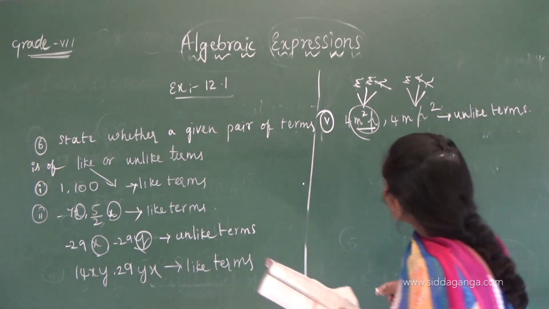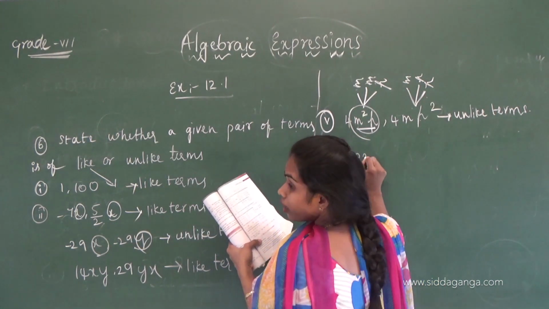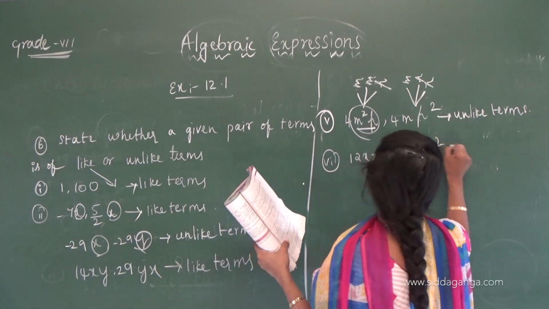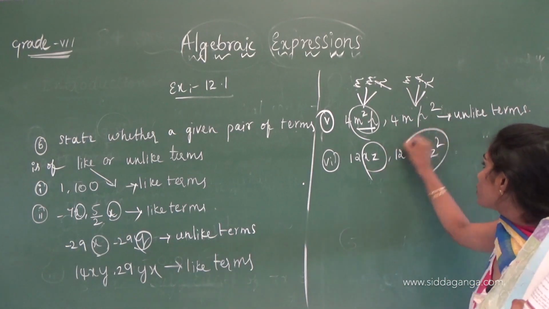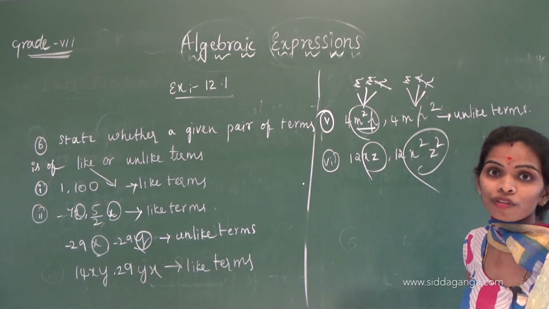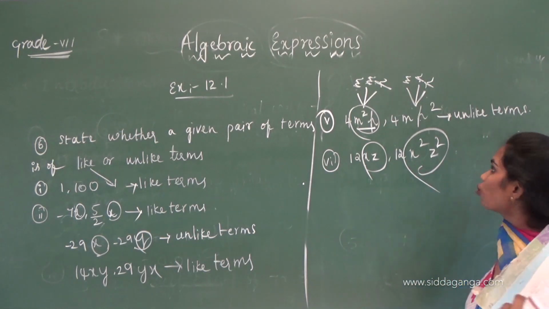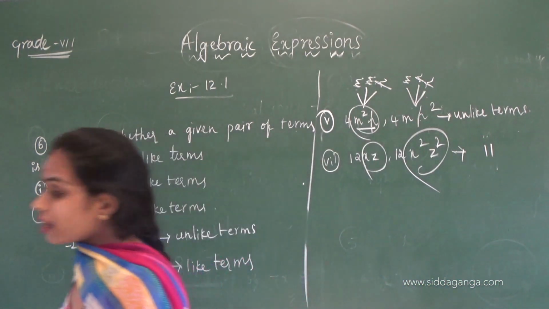And then 12xz, 12x square z square. Here this is xz and this is having x square z square. Therefore these two are different literal factors. The consistency is different. That's why these two are unlike terms.